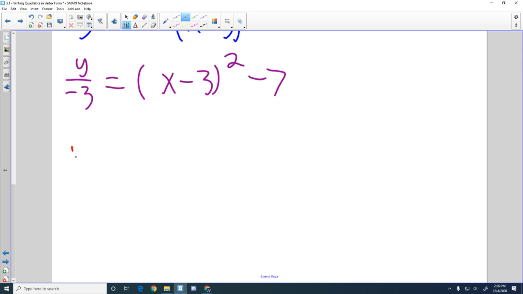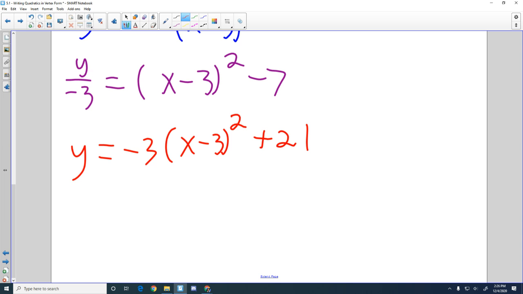Then last thing, multiply by a negative 3. Now remember, for this first one, you just put that negative 3 in front of the parentheses. Do not distribute it in or anything like that. Then I also have to multiply the negative 3 times the negative 7. Anyone get plus 21? I did. Oh, all right, all right.